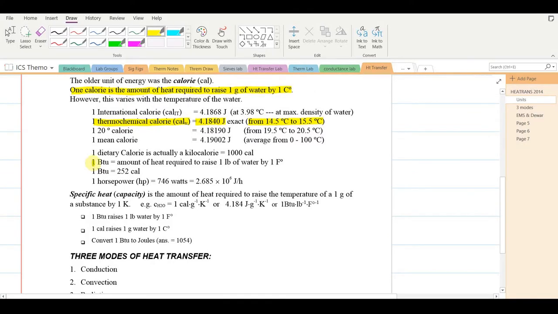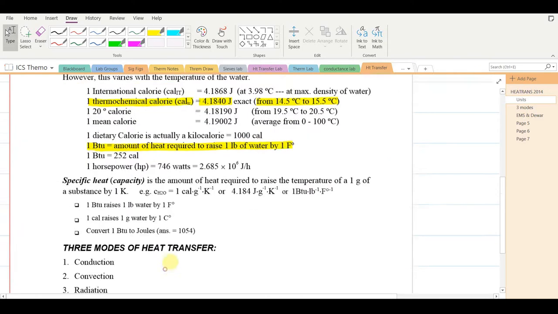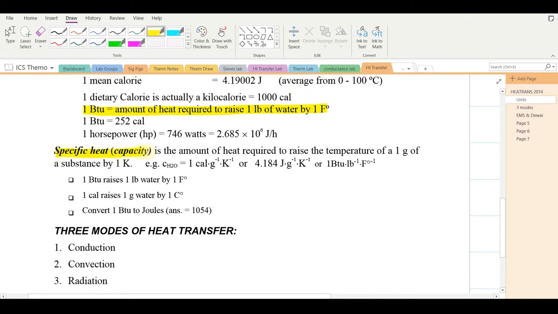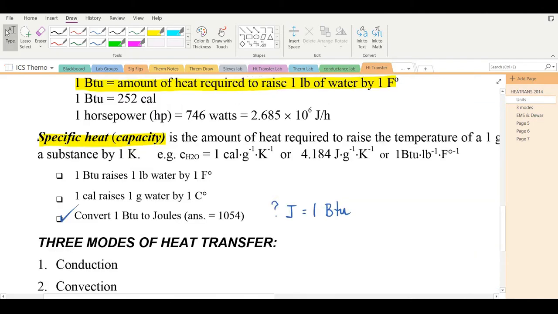We've already mentioned that a BTU is the amount of heat required to raise a pound of water 1 Fahrenheit degree. And we've discussed heat capacity or specific heat already in this course. How about this? Let's convert 1 BTU to joules. Let's give that a shot. So we're going to say how many joules is equal to 1 BTU. How will we do that?